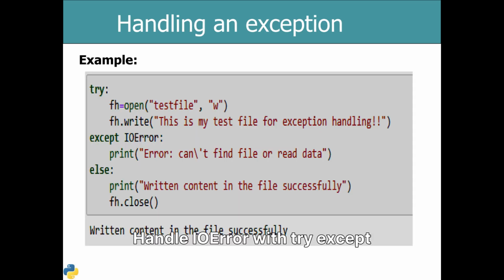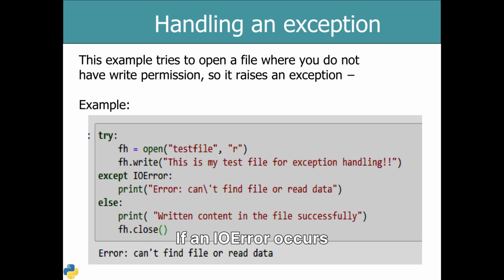Handle IOError with try, except blocks for graceful error management. If successful, the else block confirms writing and file closure. If an IOError occurs, like opening a non-existent file, the except block catches it, printing an informative error message to prevent program crashes.